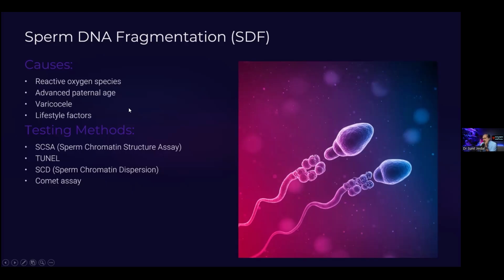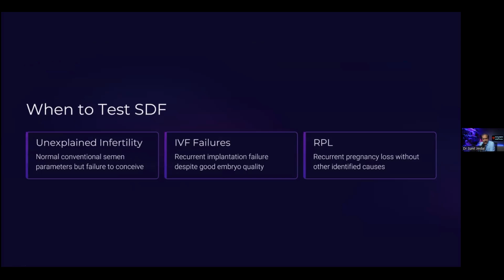How do you test it? There are a lot of tests: SCSA, sperm chromatin structure assay, TUNEL. You could have sperm chromatin dispersion, comet assays. But the most commonly used is the halo test, in which the fragmentation is seen on the halo, which is seen under the microscope after staining.